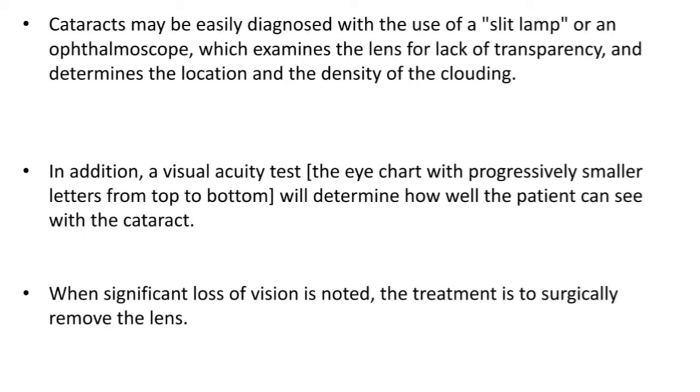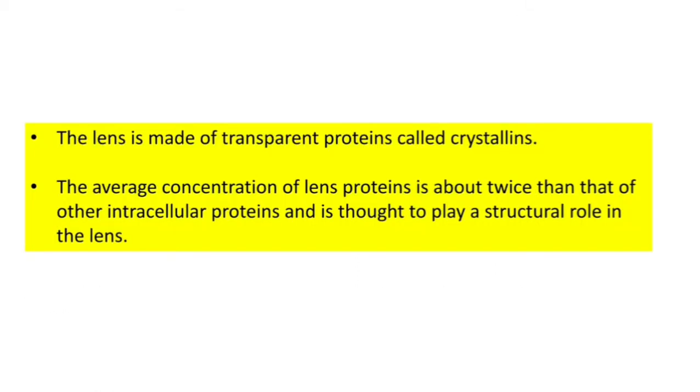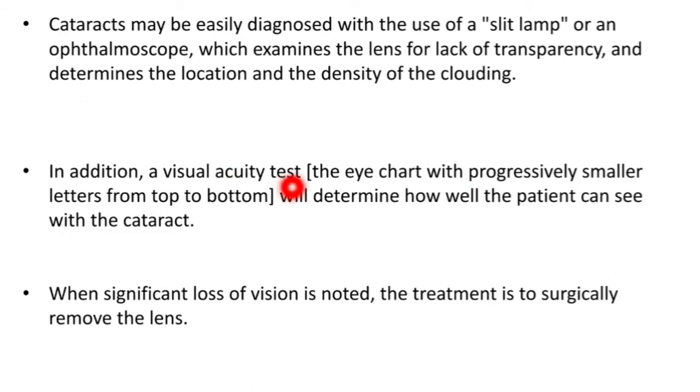And here I wrote a visual acuity test. In the visual acuity test, the eye chart letters progressively get smaller from top to bottom. Whether you are using a Snellen chart, a LogMAR chart, anything, it will determine how well the patient can see with cataract. And when significant loss of vision is noted, the treatment is to surgically remove the lens.